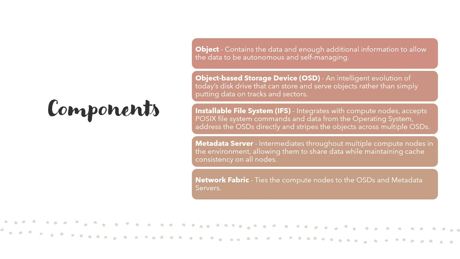The request is coming, and the request is going to this installable file system. Internally, it will translate this POSIX file system command from the OS and go to the OSD. The OSD will go to the metadata server and fetch the list of where the object is, and then it will go and fetch the object and return it back. So the OSD is doing this work of fetching and returning back to the client, and how all of these components are connected is through the network fabric.